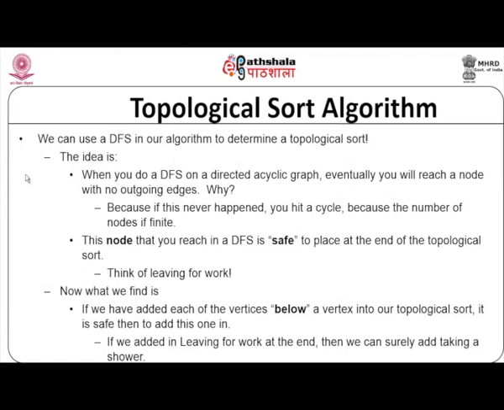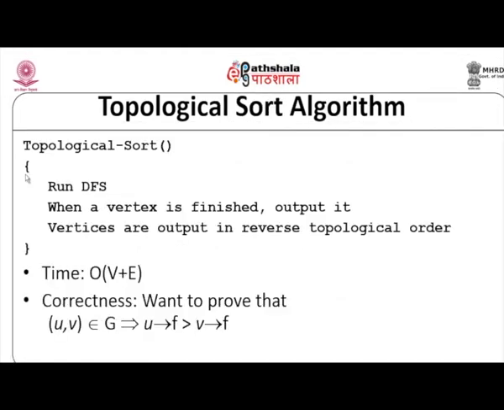That is, for example, we had the example of leaving for work. So, that will be the last one you do. Now, what we find is if we have added each of the vertices below a vertex into our topological sort, it is safe then to add this one in. So, if you have finished everything else, you can add this. If you added in leaving for work at the end, then we are surely taking a shower. So, this is how we do this.